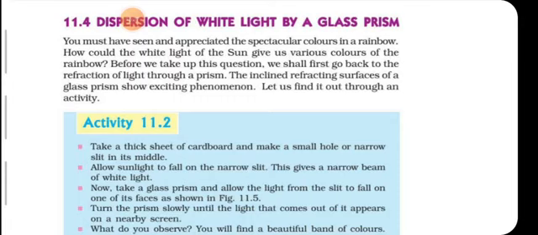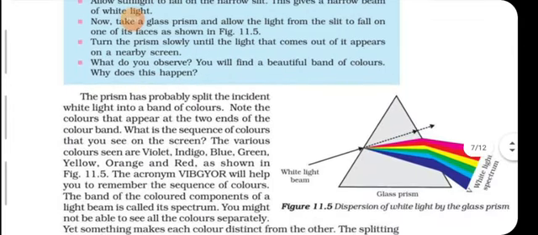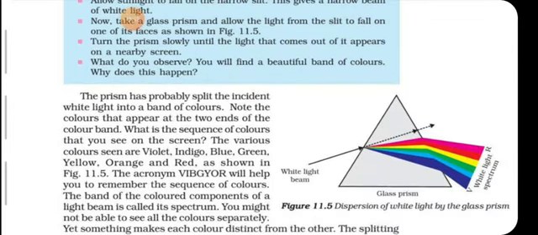You must have seen and appreciated the spectacular colors in a rainbow. How could the white light of the sun give us various colors of the rainbow? Before we take up this question, we shall first go back to the refraction of light through a glass prism. Whenever white colored light is incident on a triangular glass prism, what happens?